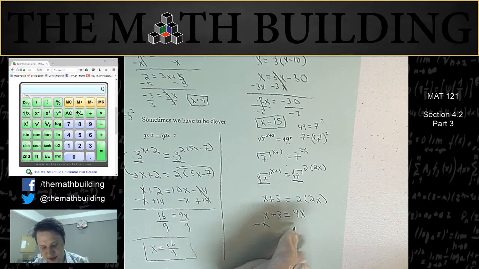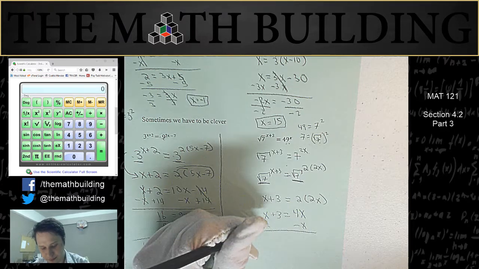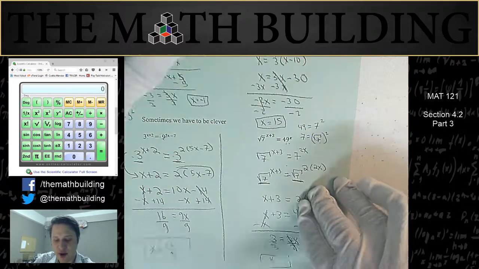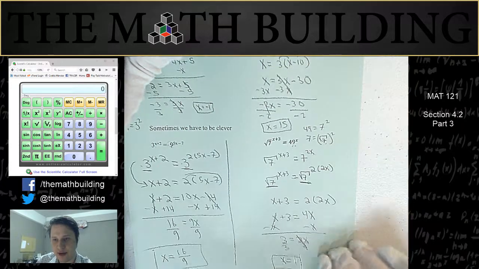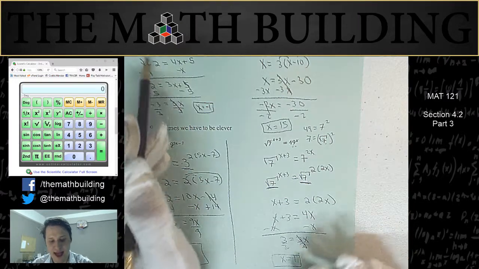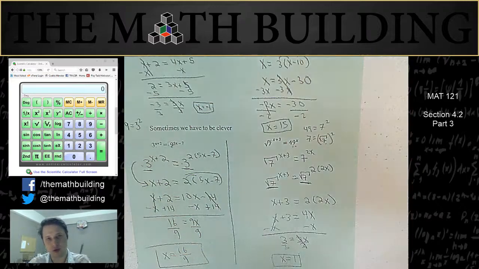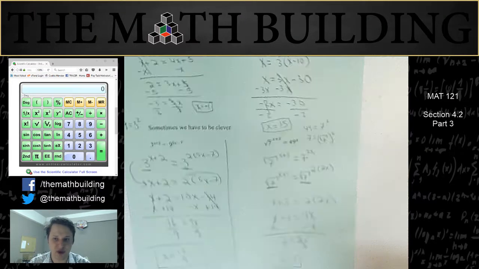Minus x, minus x. 3 equals 3x. Divide by 3, divide by 3. x equals 1. So you now know how to solve equations where I have x in the exponents. If the bases are the same, you can just go straight to setting the exponents equal to each other.